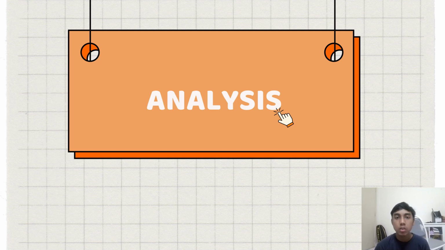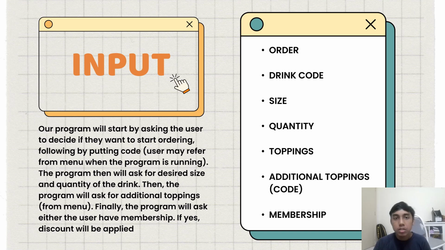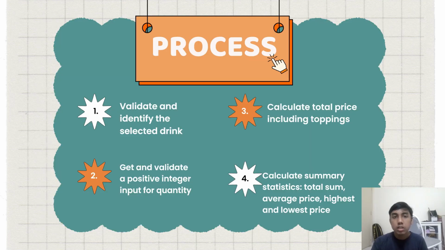Now we will show our analysis of our code. We have several inputs, which are order, drink code, size, quantity, topping, additional toppings, and membership. This is our process, which is to validate and identify the selected drink, get and validate a positive integer input for quantity, calculate total price including toppings, and calculate summary statistics.